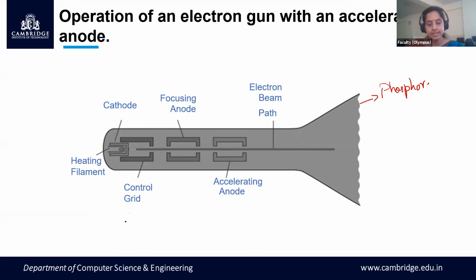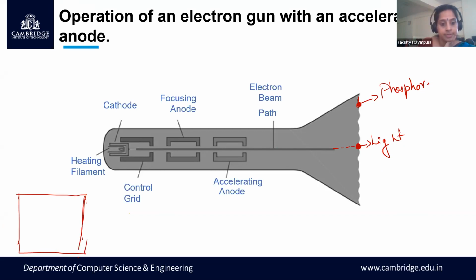The phosphor coated screen, actually, what is the behavior of the screen? When a beam touches the phosphor coated screen, what happens? The light will be emitted. See, it will be something like this. This is your screen.